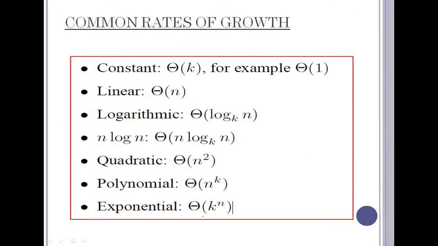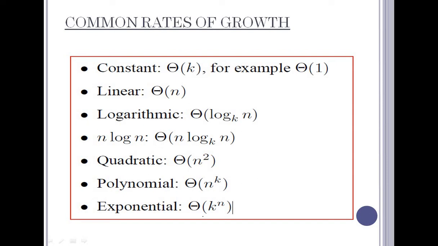The next topic is the common rates of growth. For constant running time, we represent the complexity as theta of 1. Whenever we represent the time complexity, normally we use theta. If you want to represent the best case or the worst case, you use big O for the worst case and omega notation for the best case.